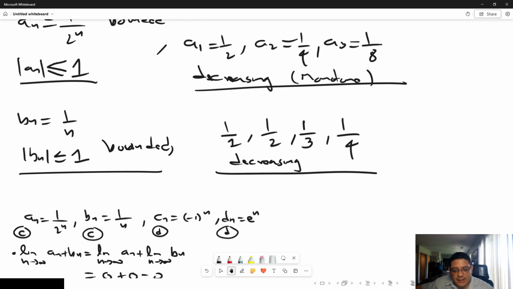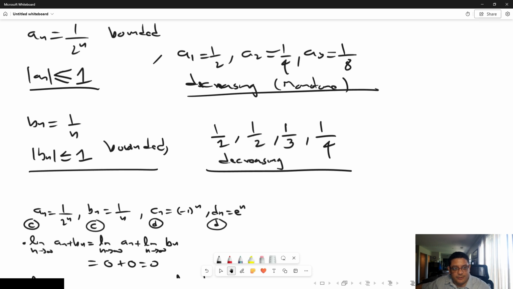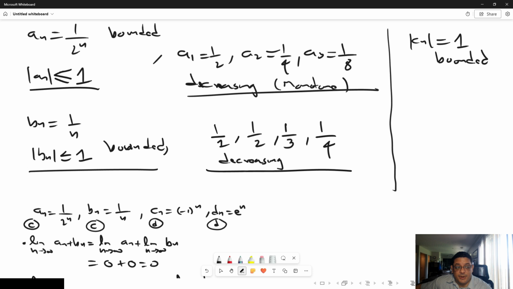Now, c_n and d_n are a different situation. Notice that the absolute value of c_n is actually 1, so this is bounded. But it's not monotone. It doesn't increase. Like c_1 is minus 1, c_2 is 1, c_3 is minus 1 again. So it doesn't grow; it just jumps from one value to the other. So that will not be monotone, and that's why it's not convergent.